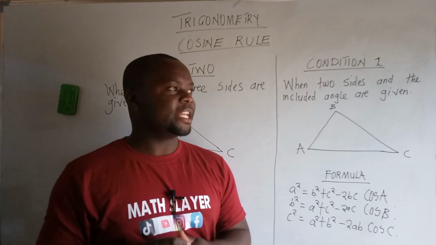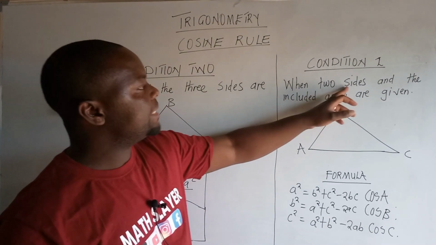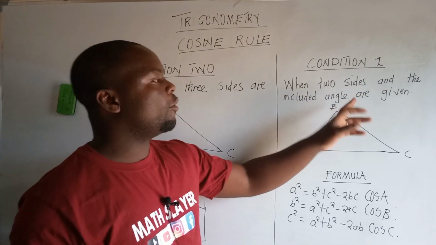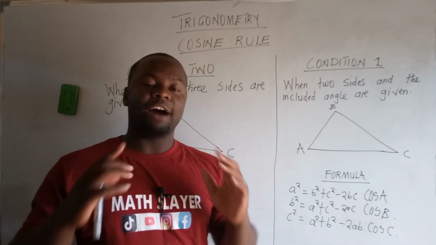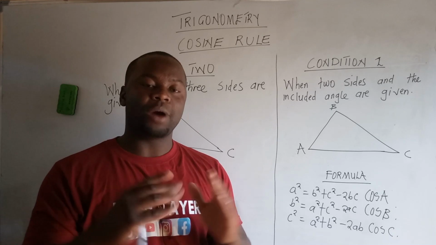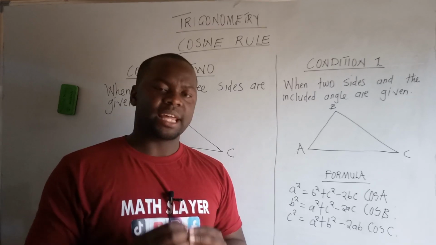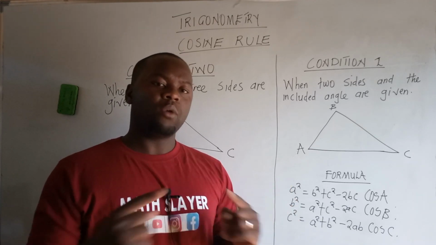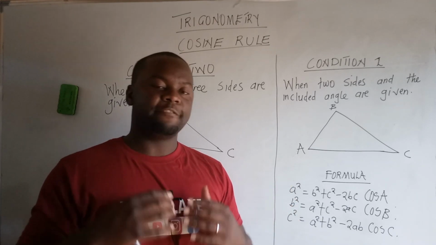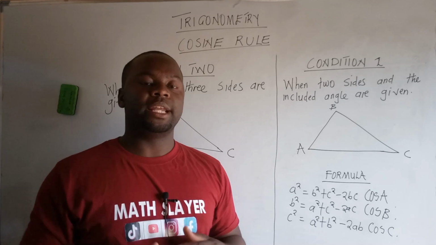The first condition is when two sides and the included angle are given. This condition is saying that you have two sides given to you and the included angle. Remember that when two lines meet, they form an angle. The angle which is being formed is the one we refer to as the included angle.